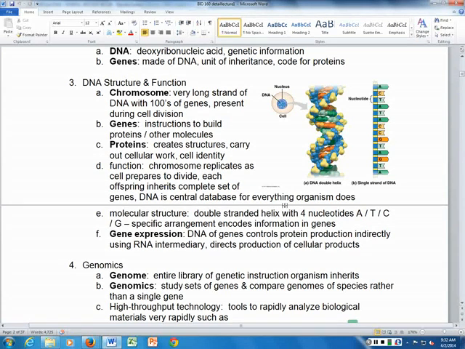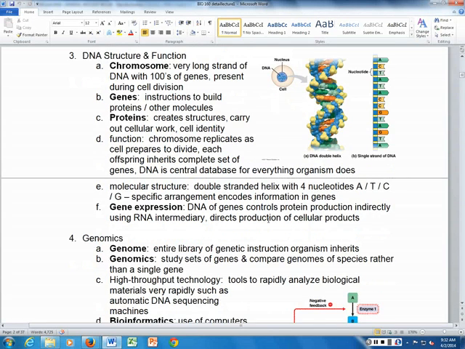And it acts as your central database for everything the organism does. So all of your cells have all of the instructions to make everything in your entire body. You just don't use all of the instructions in all of the cells. So there's no need to make saliva with your hands. You just turn those instructions off.